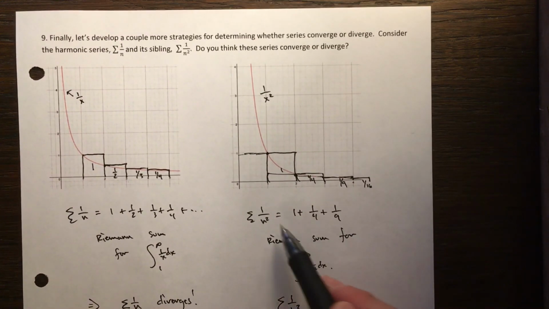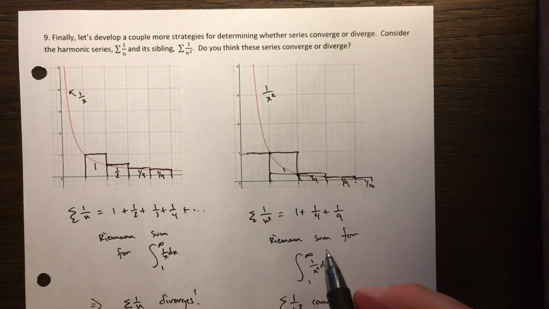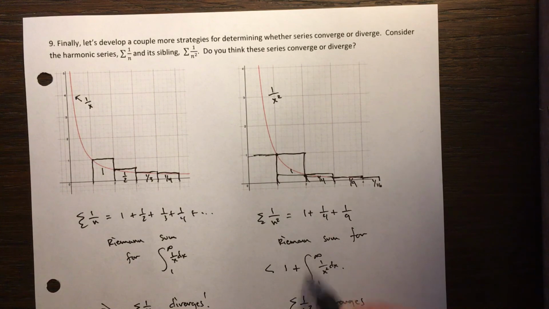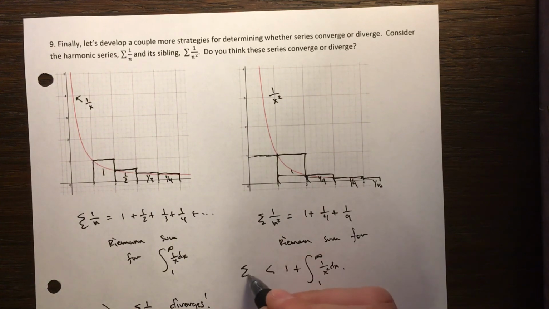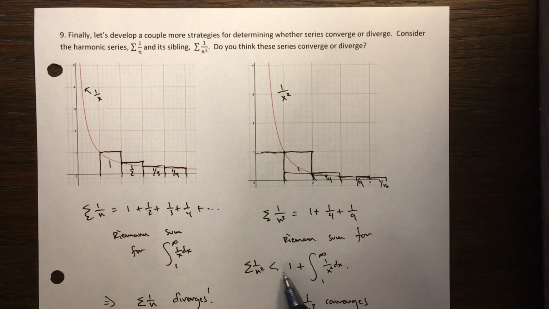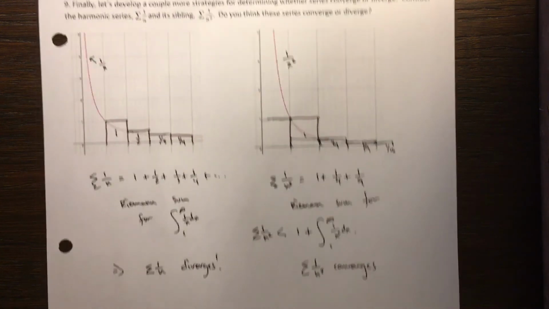I probably could have explained this a bit better, because really what I'd want to do is say that this sum right here is less than 1 plus this integral. And since this integral converges, if we just add a random 1 to it over here, it really doesn't matter because it's still finite. And so this is going to converge as well.